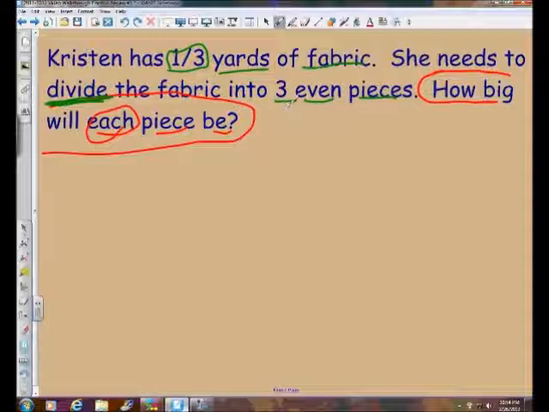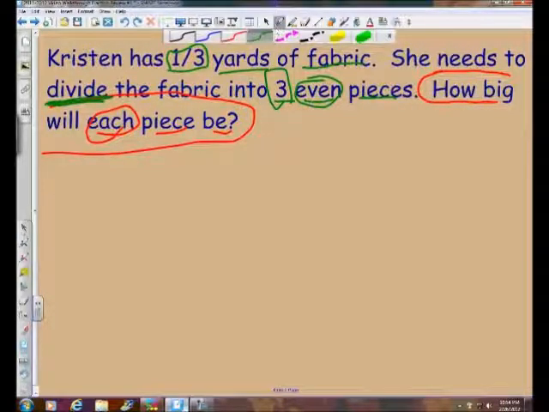So in this case, we've got 3, the number we're looking at, and then even. Hoping you probably realize that even means equal in this case. So 3 equal pieces, 3 even pieces. So 1/3 divided into 3 even pieces. Wonder what operation we do here. I bet you know. I bet you're thinking that it is division with that big clue there. And also, if it didn't say divide, it could have said she needs to cut the fabric into 3 even pieces, so it's like equal groups.